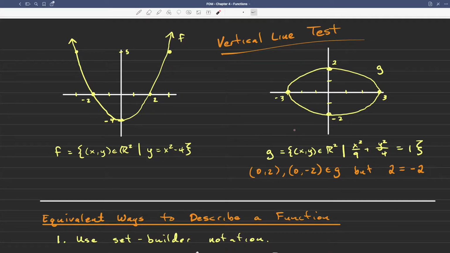Now the vertical line test is just a visual heuristic. It's not itself a proof of anything, but you can use the information that you glean from a vertical line test to get a proof. So what I've written here about the ordered pairs is part of a proof that G is not a function from, say, R to R, or whatever set you want to use.